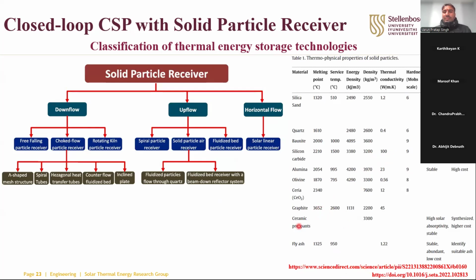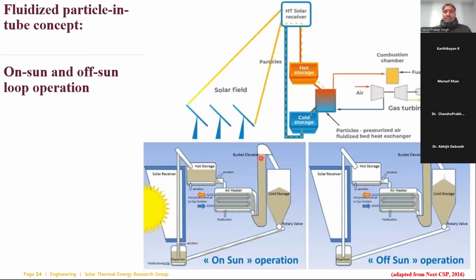So you can see a few research articles over there, and this works in two ways. One is the direct sun method, and another is the off sun method. In direct sun, the solar radiation comes into the picture. In off time, the solar radiation doesn't come into the picture. So what we are doing, we have a hot storage. You can see the heat transfer media and the cold storage media.